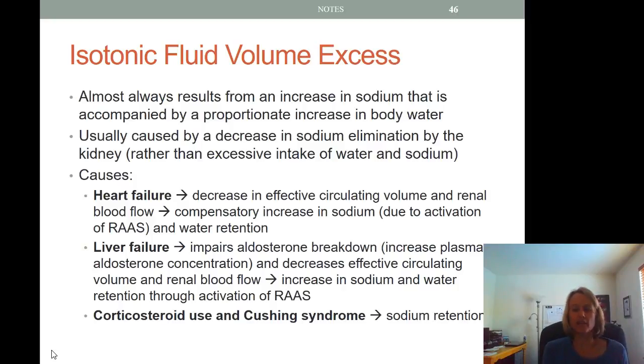Liver failure. The liver breaks down aldosterone. And so in liver failure, blood levels of aldosterone rise, and that's going to cause an increase in levels of sodium. In liver failure, we also see decreased effective circulating blood volume and renal blood flow, which would also activate the renin-angiotensin-aldosterone system. And then with corticosteroid use and Cushing syndrome, we also see sodium retention, and water follows that sodium.